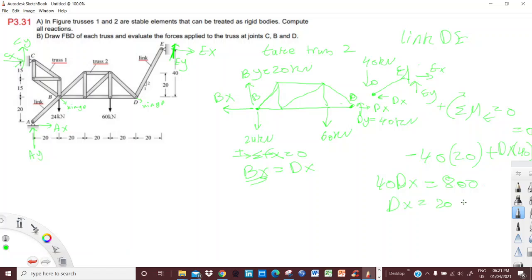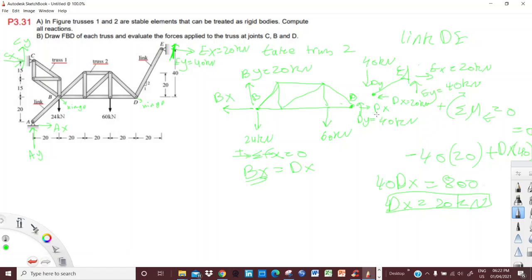dx is equal to 20 kilonewton, and therefore ex will be equal to 20 kilonewton. And since this one is dy, ey is also going to be 40 kilonewton, upward. So ey is 40 kilonewton, and ex is equal to 20 kilonewton.